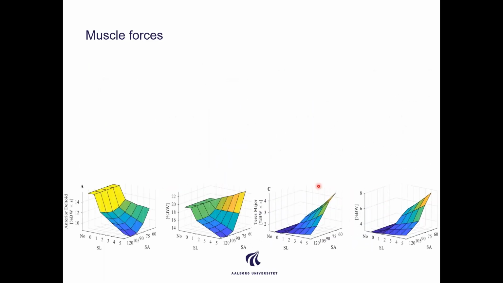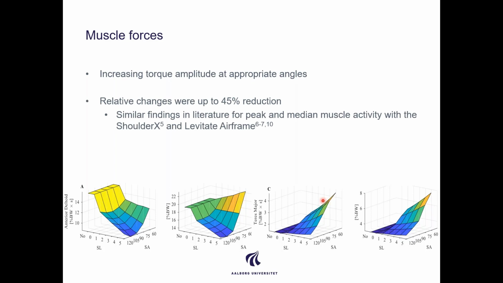And when we were looking at our results, we could again see what I was talking about. Increased torque at appropriate angle would reduce the demand on the flexor muscle activity, but not on the extensor muscle activity or muscle force. And we try to compare it to the literature, but it's usually the peak and mean muscle activity, which is measured with the EMG systems. But we also find reduction in the forces up to 45%. And compared it with a previous study who used the Shoulder X device as we did, and other literature using the Levitate airframe exoskeleton.